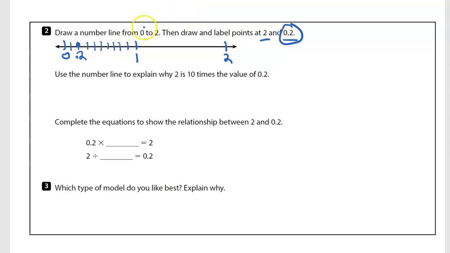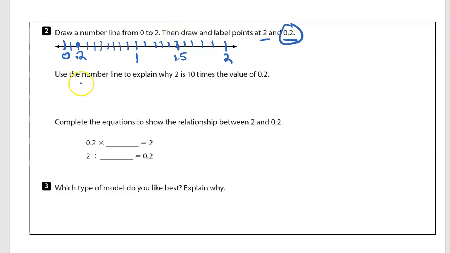And the same thing over to here. This would be 1, 2, 3, 4, 5 spaces, 6, 7, 8, 9, and 10. So to give you an idea, this would be 1 and 1/10, 1 and 2/10, 1 and 3/10, 1 and 4/10, and right here would be 1 and 5/10.